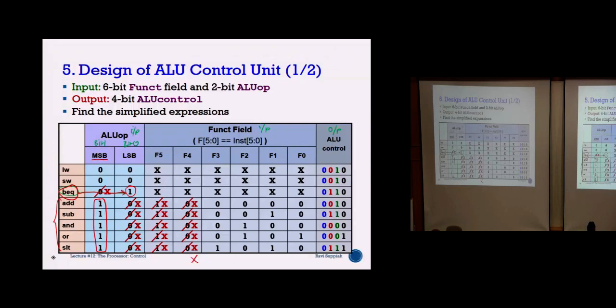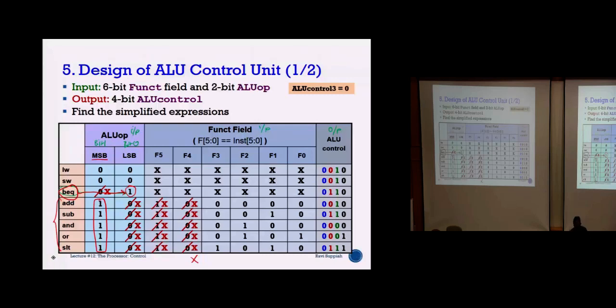Correct? So we know that bit 5 and bit 4 of my opcode, the two most significant bits, are always 1 and 0. Okay, for all the instructions. So I can ignore them because they're always 1 and 0.